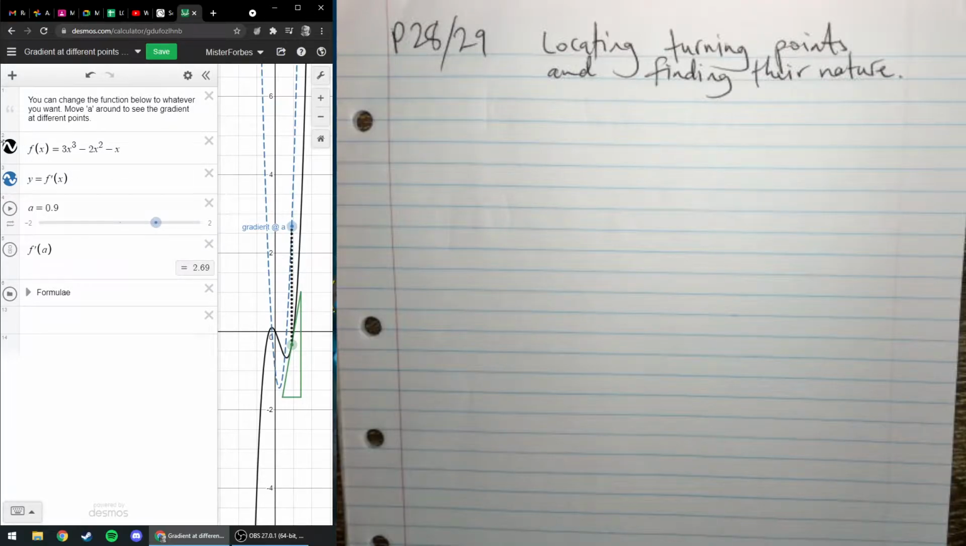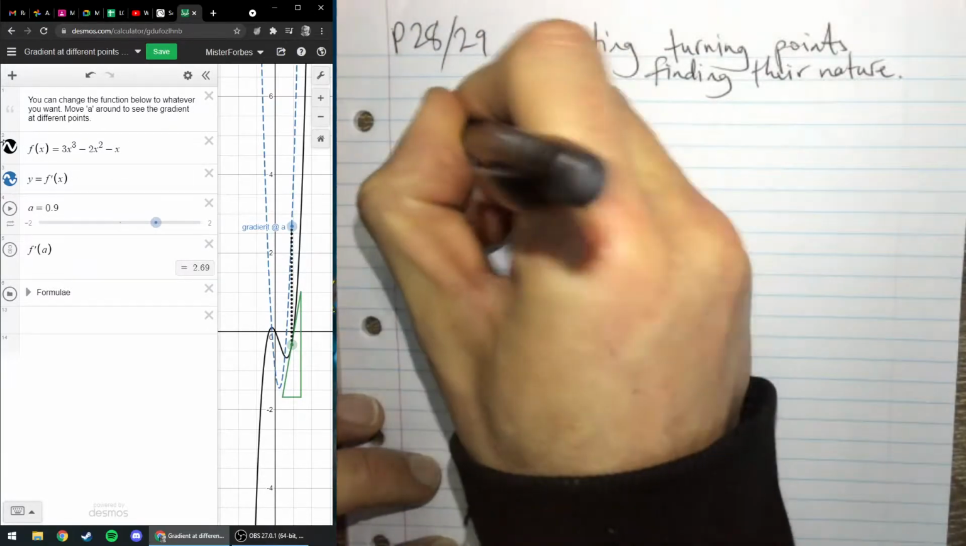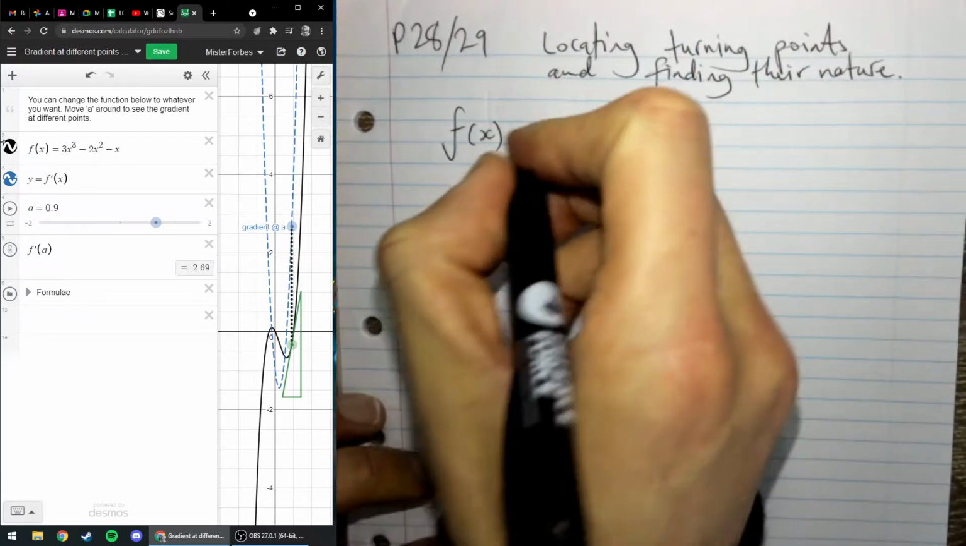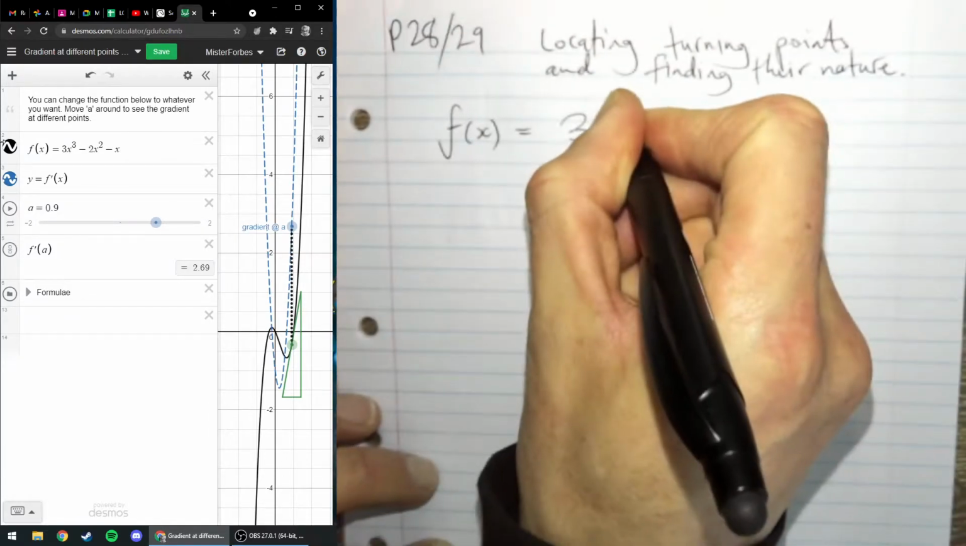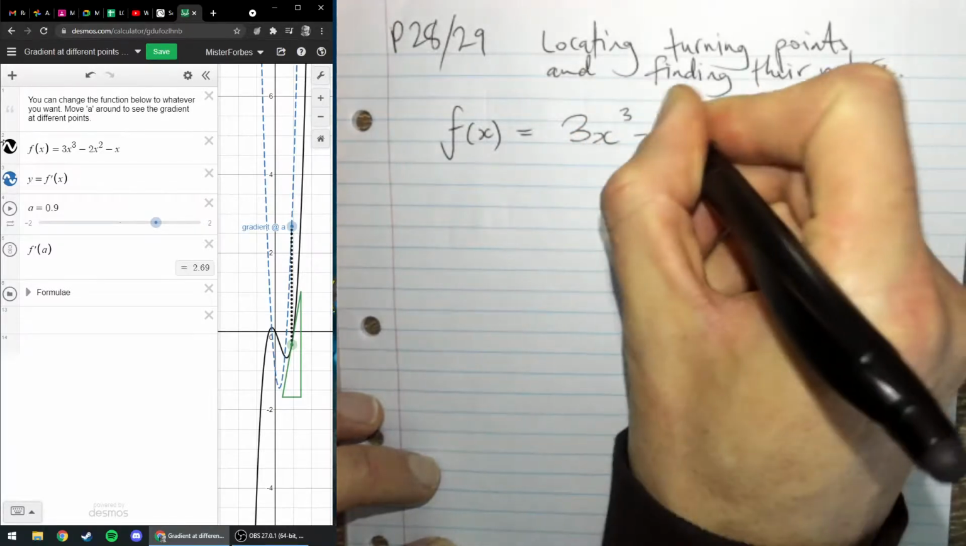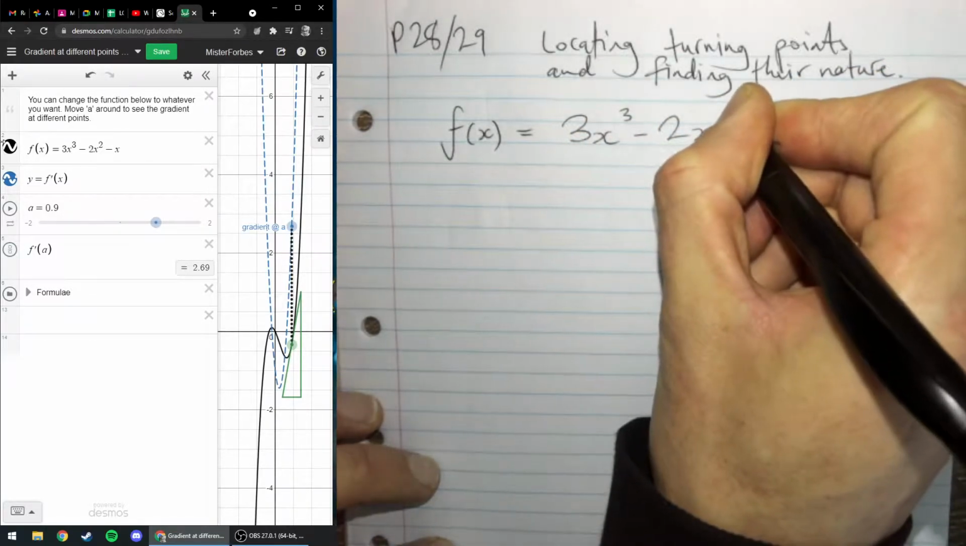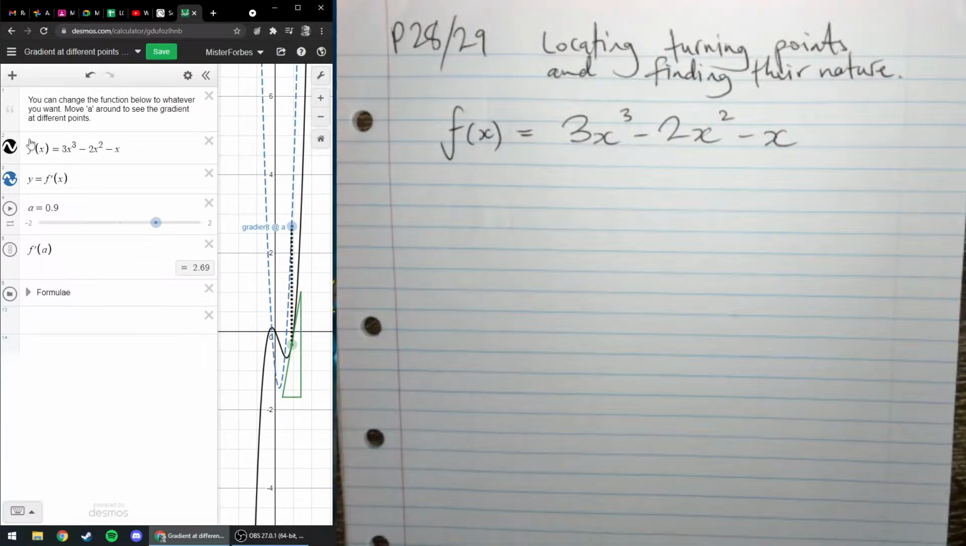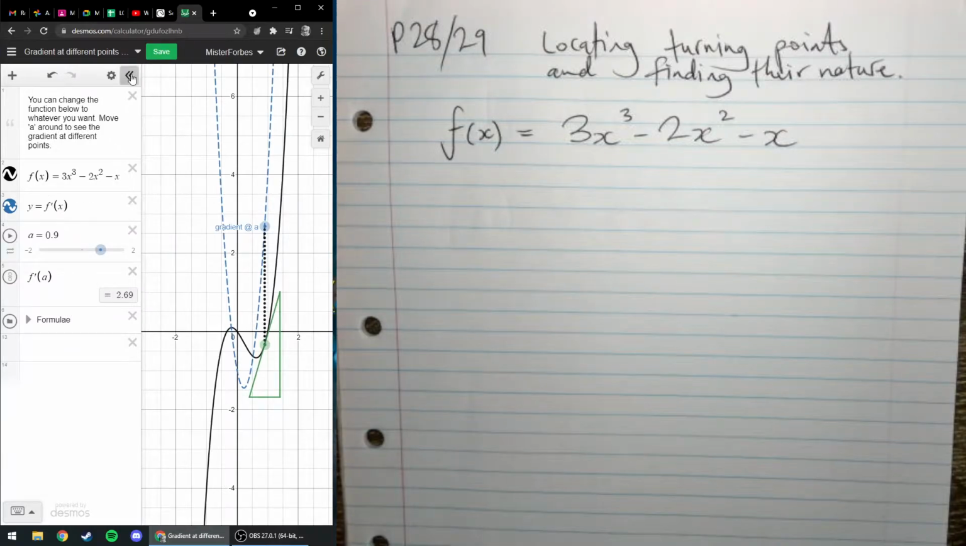So the example we're going to look at is if I have a function in regard to x, and that function is 3x cubed minus 2x squared minus x. So that's a function, and I want to find out where this function turns.